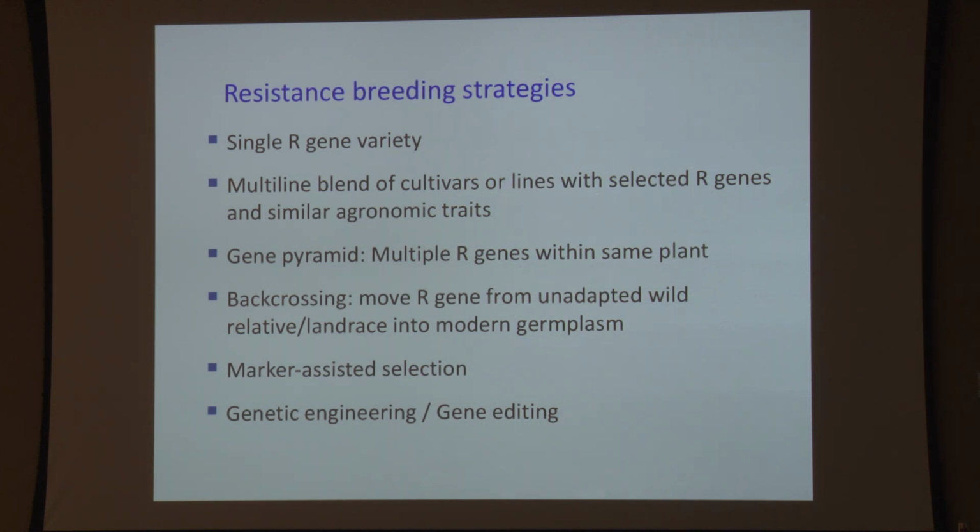Backcrossing is moving the R genes from unadapted or a wild relative or landrace into modern germplasm, often by marker-assisted selection. And then finally, genetic engineering or gene editing. I'll show a couple of examples of that.